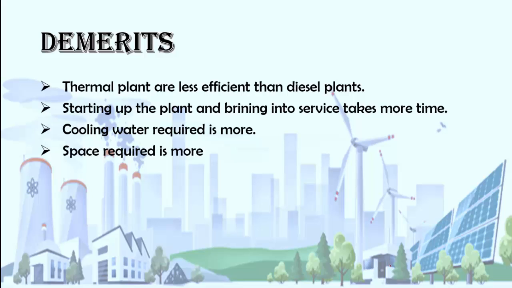If it is run for more than 10 to 15 years, then the power plant efficiency will come down to only 18, 15, 20 percent. Then the starting of the power plant: once the power plant is shut down, starting it again will take 2 to 3 days, which is an enormous time, right? The cooling water required, the water required for a power plant is very high, and the space required for a steam power plant is also very high. These are all the very few demerits of the steam power plant.